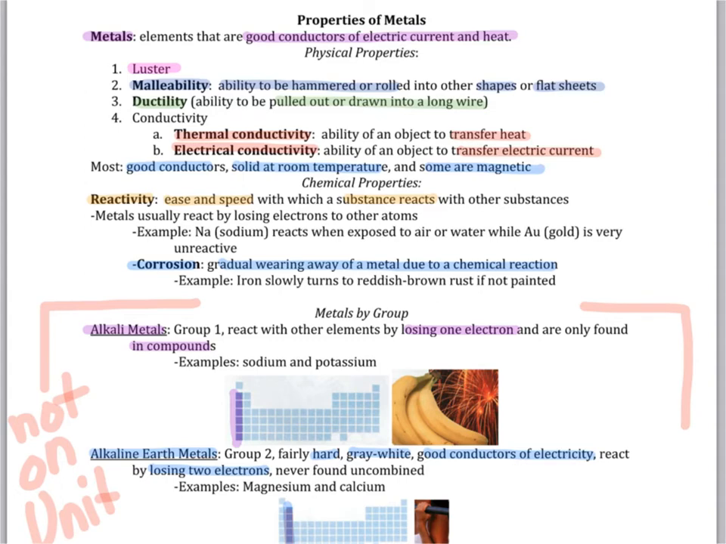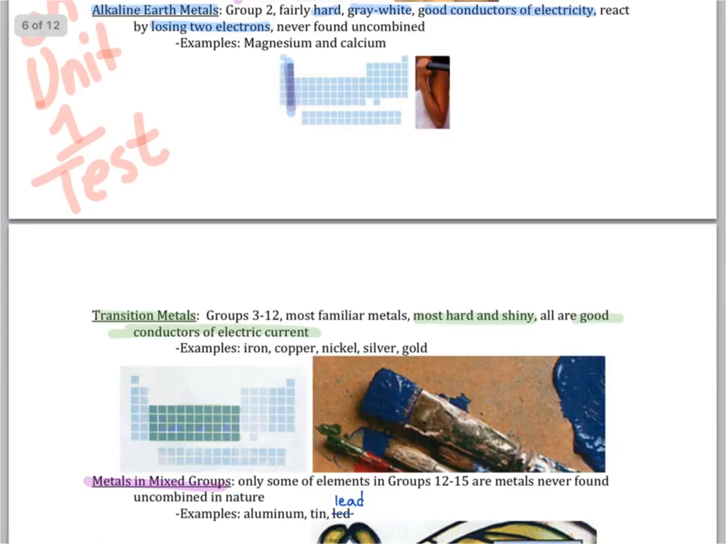There also are the alkaline earth metals. Alkaline earth metals are found in group 2. You can see them highlighted. They're usually fairly hard, gray-white, and good conductors of electricity. They react by losing 2 electrons and are never found uncombined. Examples of them include magnesium and calcium.